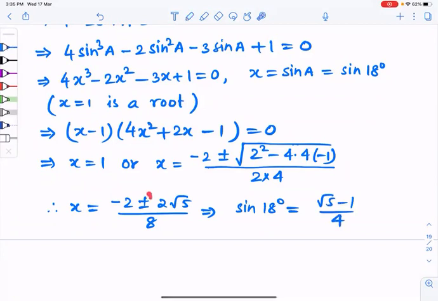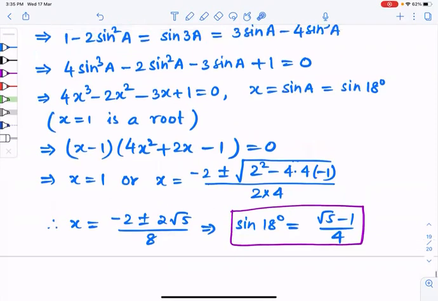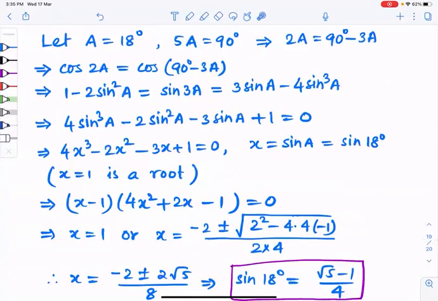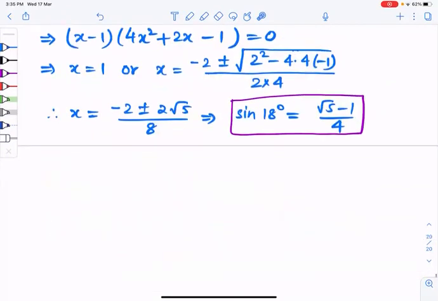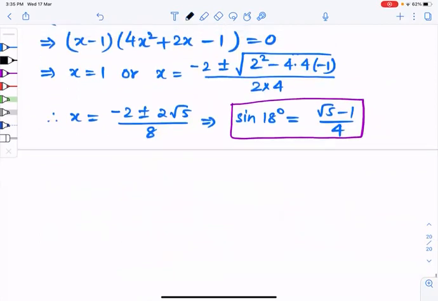And why did I not take plus minus? I took only plus sign here. I did not take minus because sine 18 degree is an acute angle, the value must be positive. So this is something you must remember. Sine 18 degree is root 5 minus 1 by 4. Okay. Other values you can find easily from this one. Okay, so this is our multiple angle formula. Let us take one more type.